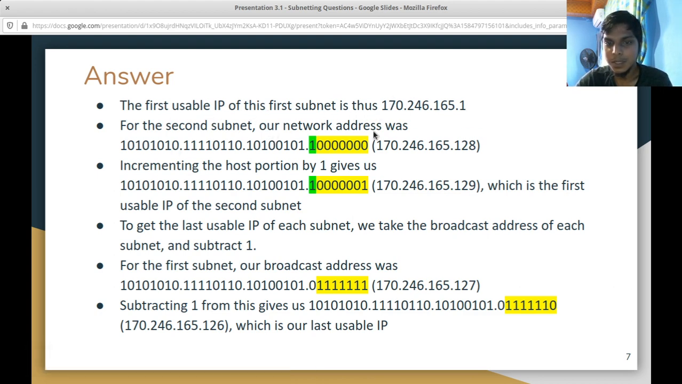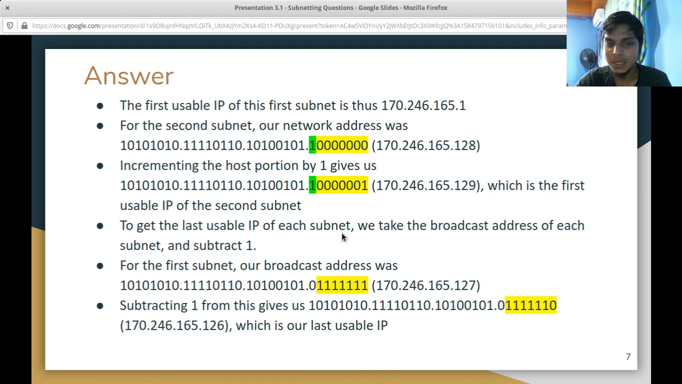For the second subnet, our network address was this, with the 1 there instead of the 0, which was this in decimal, and incrementing the host portion by 1. Same thing, adding 1 to the host portion there. 0 plus 1 gives us this. You see the 1, 0 plus 1 becomes 1 there. And then if we turn this into decimal, we get this. So it's the same thing as adding 128 plus 1, which is the first usable IP of the second subnet. This is the first address that we could assign to a printer or a machine or anything.